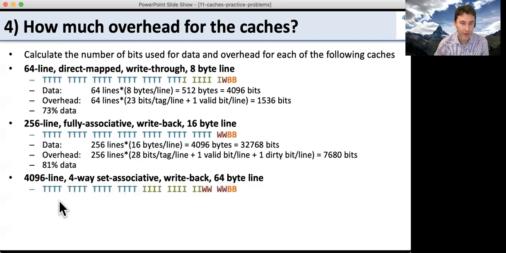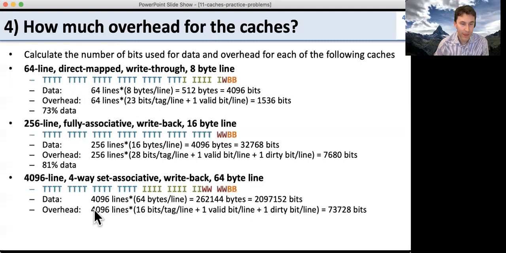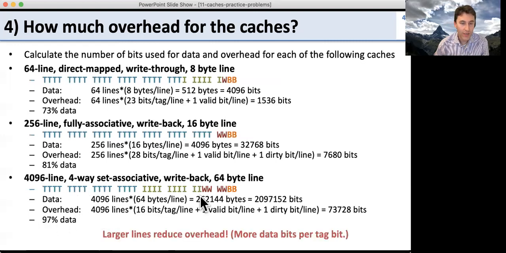Let's take a look at the last one here. So for this one, we got 4,096 lines. It's 64 bytes per line. Okay, so that's whatever this works out to, 2 million bits. And our overhead for each of those 4,096 lines, we have only 16 bits of tag, plus 1 valid bit, plus 1 dirty bit, so 73,000 bits. So here we're 97% data. So this cache is doing way better. And the reason it's doing better is because we have these larger lines. When you have 64-byte lines, you have a lot more data for each of the tags you have to store, so they become much more efficient.